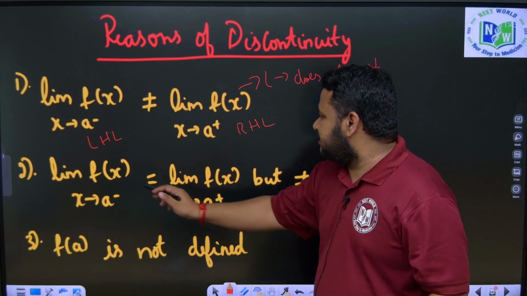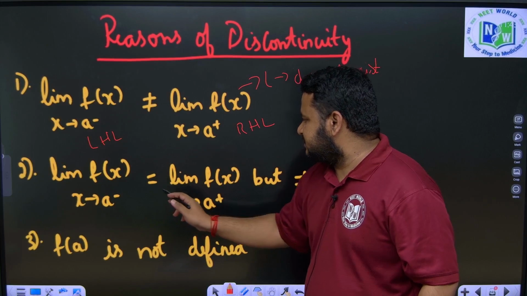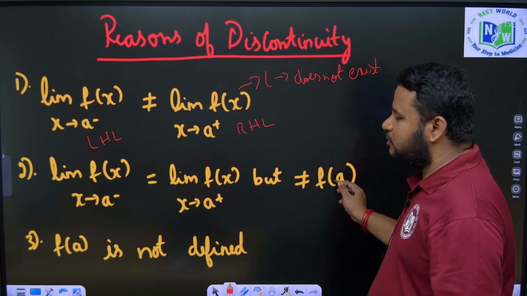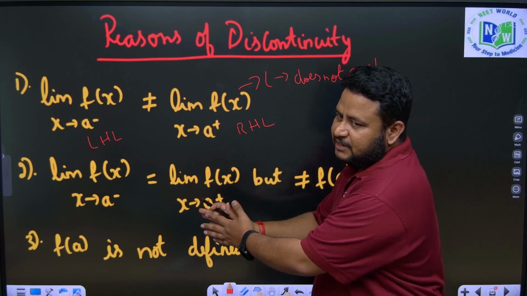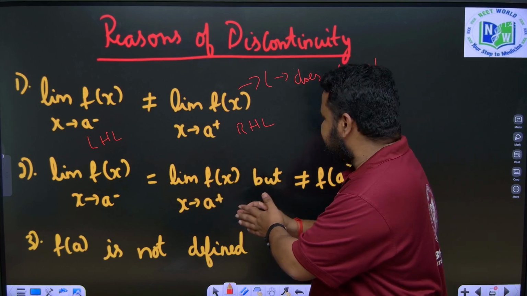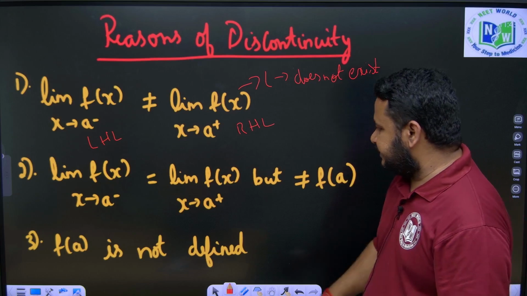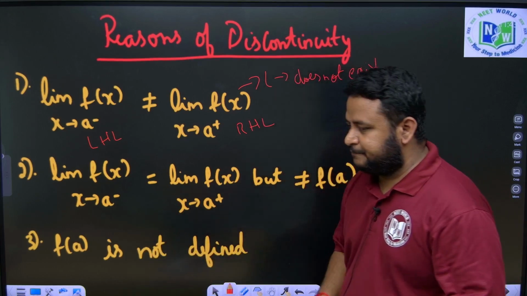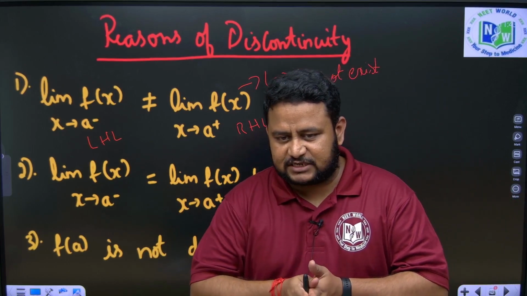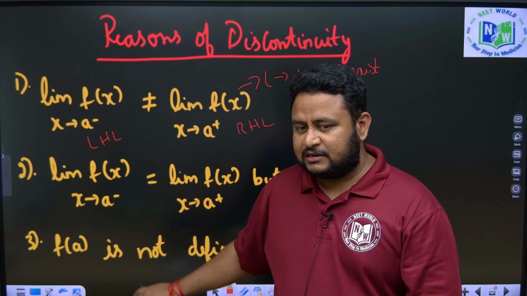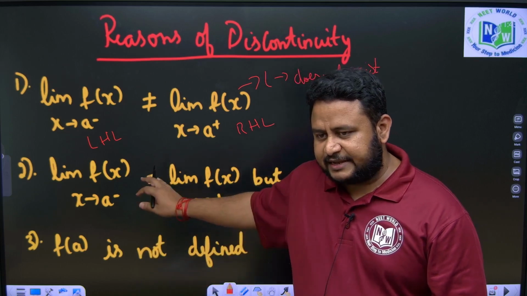Next thing, limit f of x as x tends to a minus is equal to limit f of x as x tends to a plus, but is not equal to f of a. If the left-handed limit and right-handed limit are equal, but they are not equal to f of a, then also it is discontinuous. Then next thing, f of a is not defined. If the function f of a itself is not defined, then also it is a discontinuous function. This we will understand better when we solve the example questions.